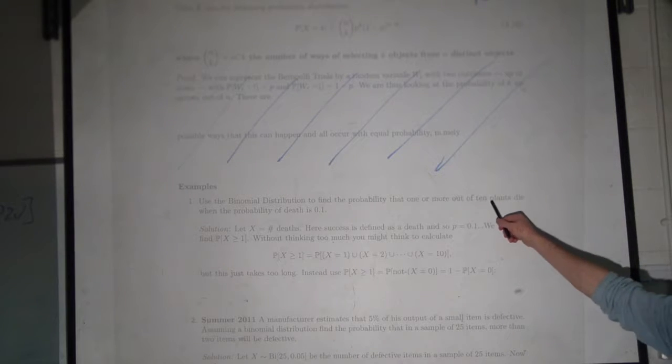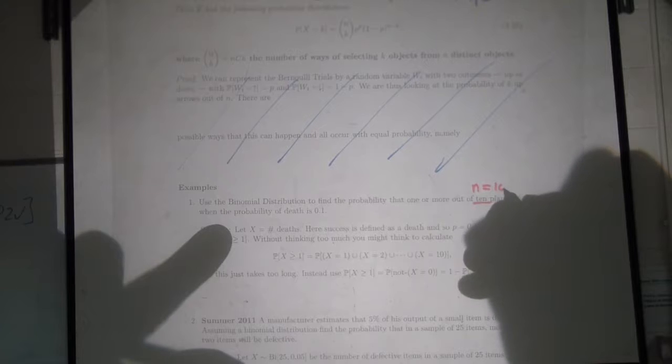Okay, so we have a few examples here. The first one: use the binomial distribution to find the probability that 1 or more out of 10 plants die, when the probability of death is 0.1. Here 10 is the number of things on trial. Now you can choose success to be a plant dying, that's perfectly okay.